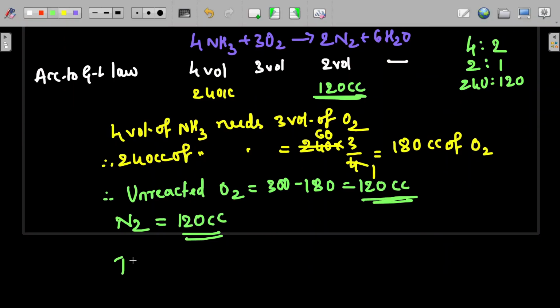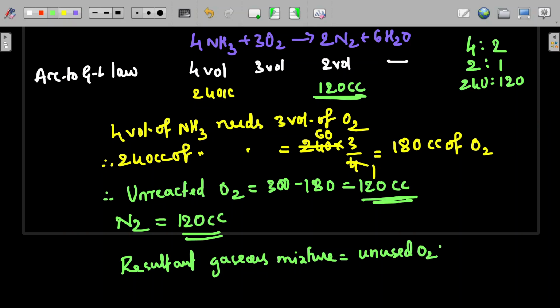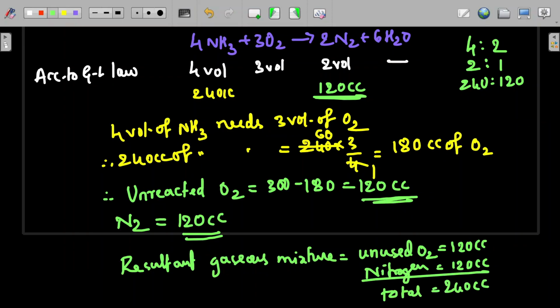Now what you will write? Resultant gaseous mixture is equal to unused or unreacted oxygen, 120 cc, and nitrogen 120 cc. So total 240 cc. Gay-Lussac's law calculation part will be very easy compared to other calculations. Okay, anybody has any doubt in this?